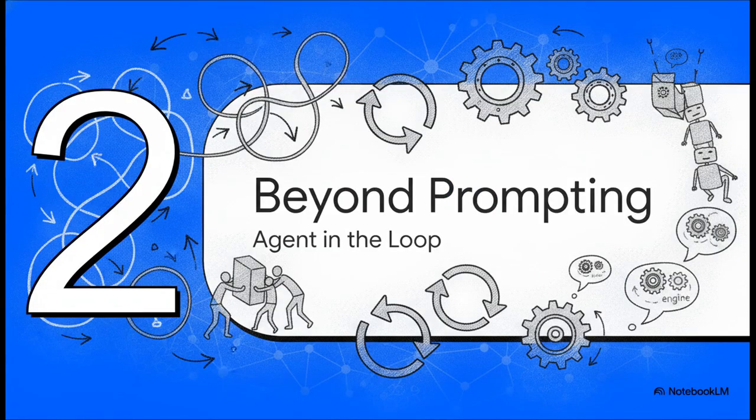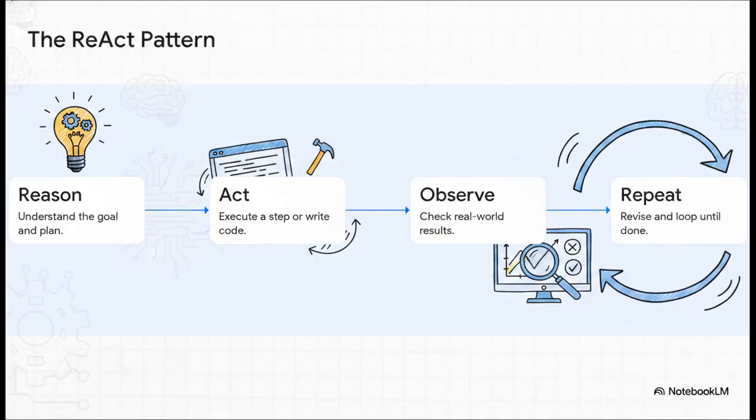Moving on to Section 2, beyond manual prompting and putting the agent in the loop. So this transition fundamentally shifts us from a human-in-the-loop bottleneck, where the software is totally dependent on your typing speed and your attention span, to an agent-in-the-loop engine. The AI actually drives the iteration forward entirely on its own, and the foundation of this autonomous engine is something called the REACT pattern. Reason, act, observe, repeat.